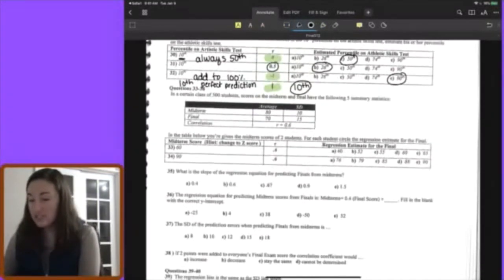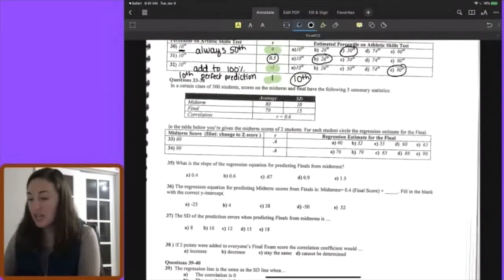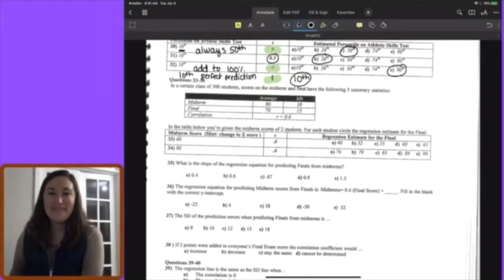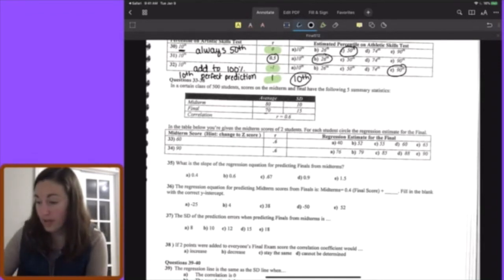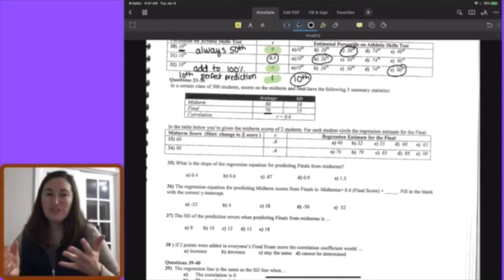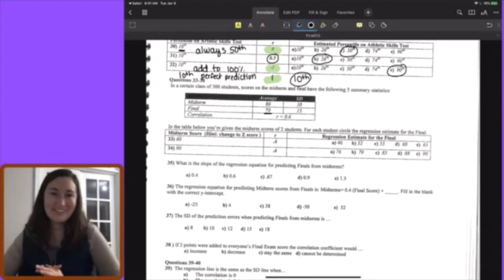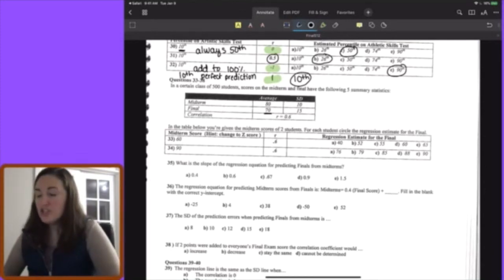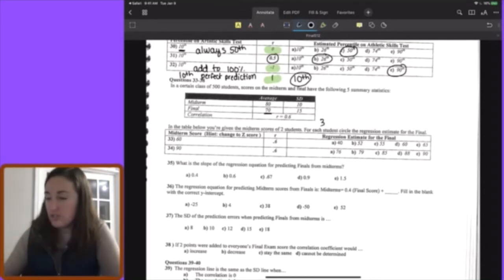More regression. This is in a class of 500 students. Here is the data for the midterm and the final. Ooh, maybe the students didn't do so hot on the final. In the table below, you're given the midterm scores of 2 students. Circle the regression estimate for the final. I'll do this for the first one and then just assume it's the exact same process for the second one. So here I'm going to use the 3-step process.